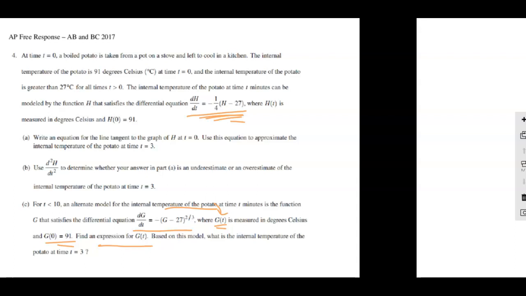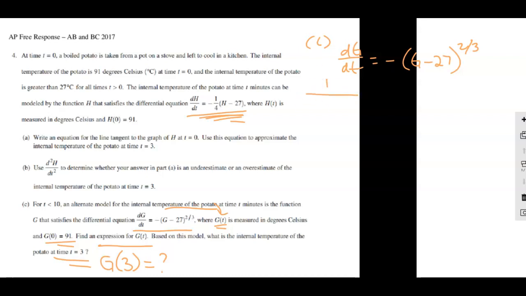They give us G prime, and they say, find the expression for G. So here we're going to take dG/dt, which was negative (G minus 27) to the 2/3 power. Now they want us to separate, integrate, and use that condition to solve for the constant. It's the same condition, but they want us to find the G function. And then based on that model, they want us to find what G of 3 is going to be. Well, let's separate, integrate, use the condition to solve. You finish all the algebra, we get the function G, and then we can plug in 3 to it. I don't know why they just didn't have us do that with H. That would have been really nice, but they didn't. Okay, we blame the AP exam graders or writers.